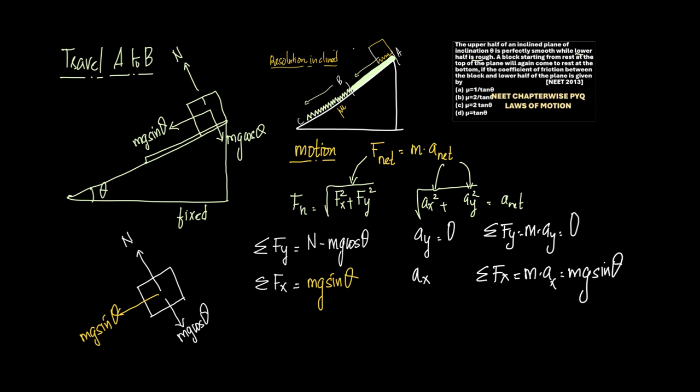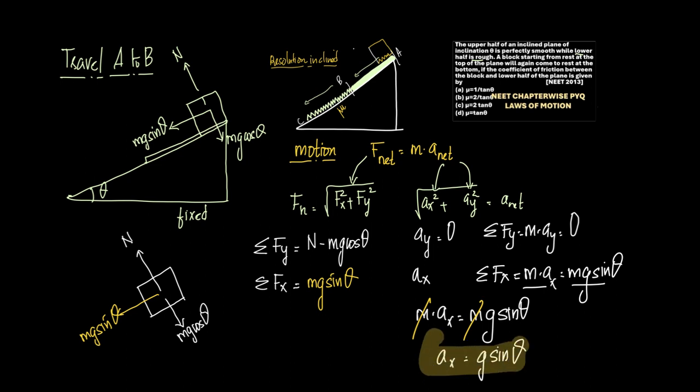Okay, so let us consider only these two parts of the equation. We have m into Ax is equal to m into g into sine theta. If you cancel m on both sides, what you get is Ax is equal to g sine theta, right?